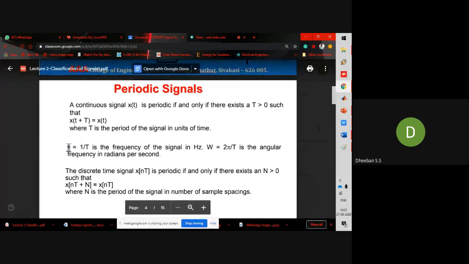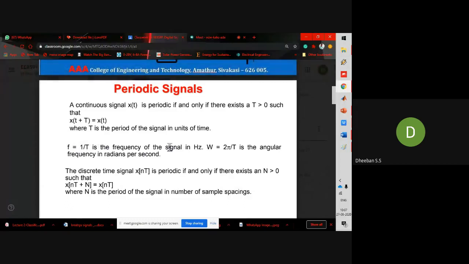Here they have given it with respect to frequency: omega equals 2 pi.